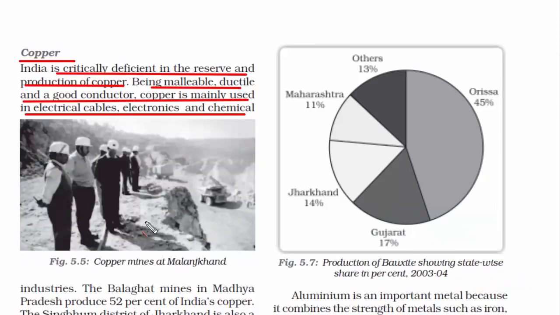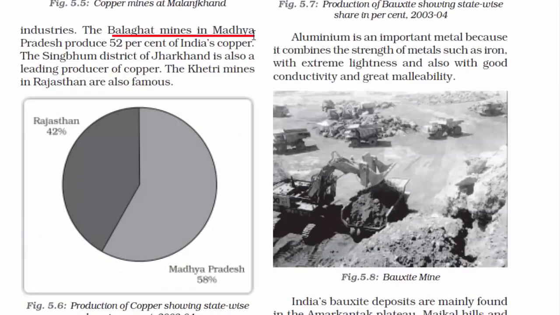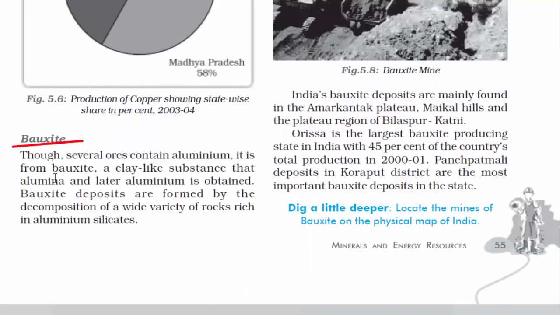For example, in chemical industry, copper plating is done on the positive terminal of a battery so that it can pass the current efficiently. Copper in India is found at Balaghat mines in Madhya Pradesh, Singhbhum district of Jharkhand and Khetri mines in Rajasthan. Now we will read about the second non-ferrous mineral, bauxite.